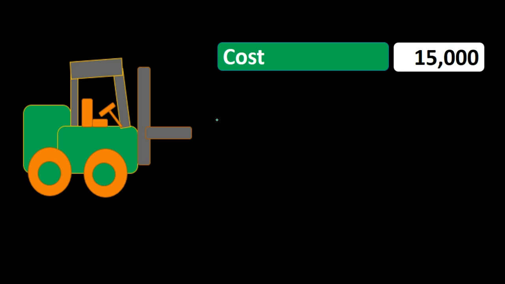Let's take a look at an example. If we bought something like the forklift here for the $15,000, we put the $15,000 on as property, plant, and equipment and assets. Not an expense because we have not yet consumed it. In accordance with the matching principle, it should be an asset.